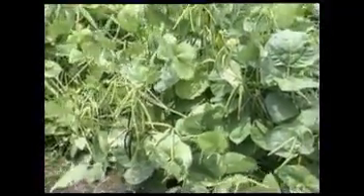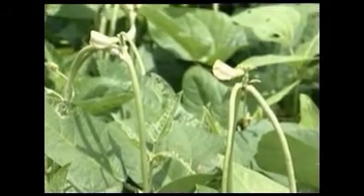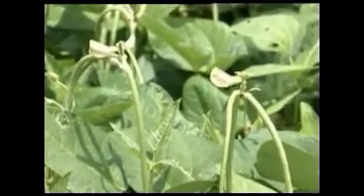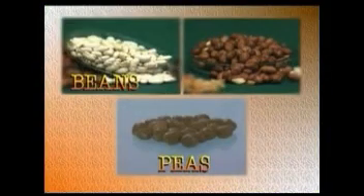Legumes are generally small to large plants with compound or pinnate leaves and flowers. The fruits are in the form of pods. Examples of edible legumes are peas, beans, and nuts.